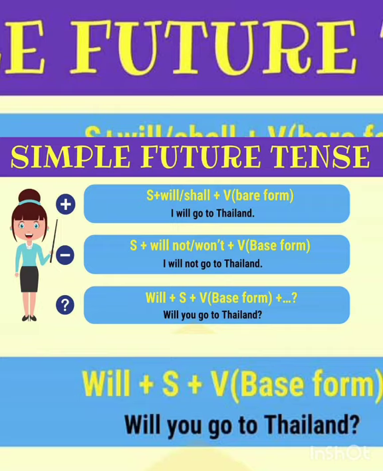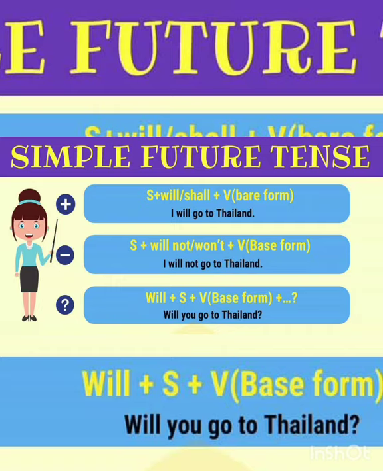The formula for an affirmative sentence in simple future tense is subject plus modal auxiliary, that is will or shall, and then comes verb 1. And to frame a negative sentence in simple future, the formula should be subject plus will not or won't plus verb 1. And to frame an interrogative sentence in simple future tense, the formula should be will plus subject plus verb 1. This is about simple future tense.